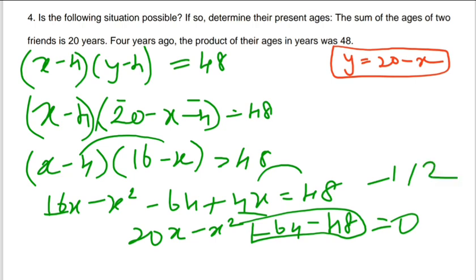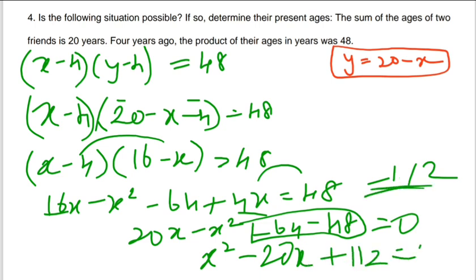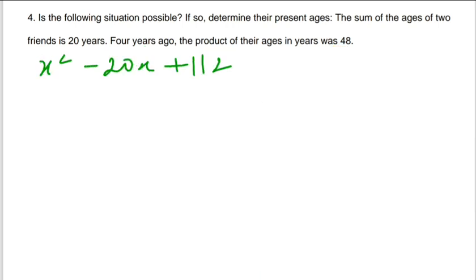Since minus x square is in negative sign, we are taking all to RHS. So if we take, we will be changing signs. X square plus 20x changes to minus 20x, minus 112 changes to plus 112. So this is our equation. From this we can find the zeros.